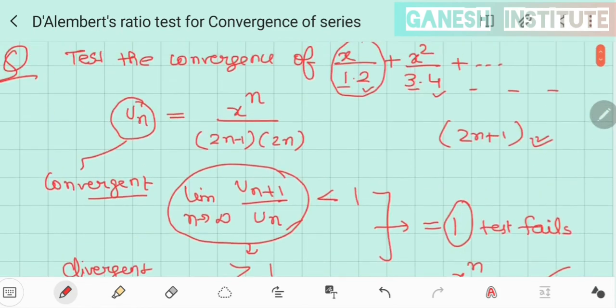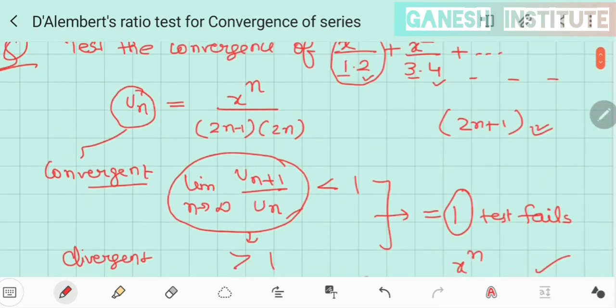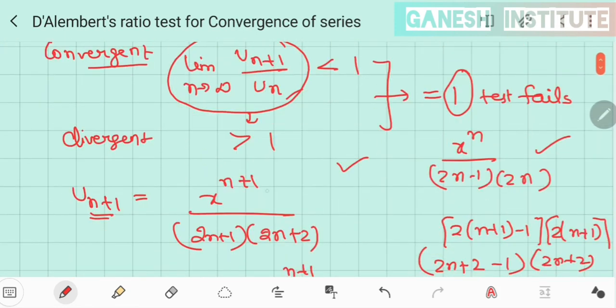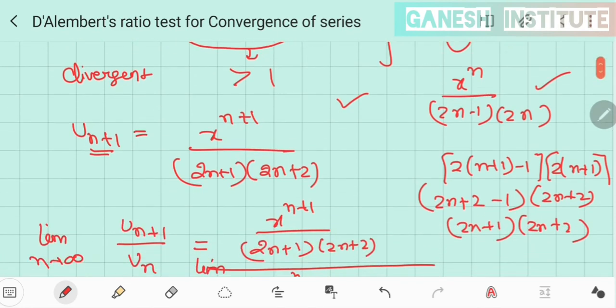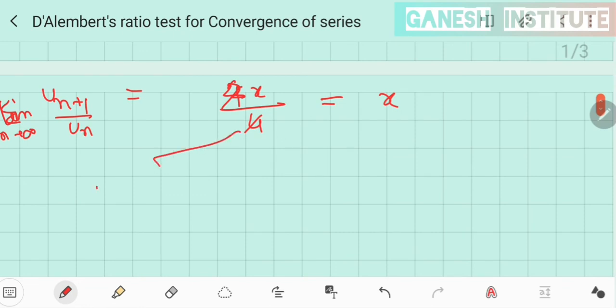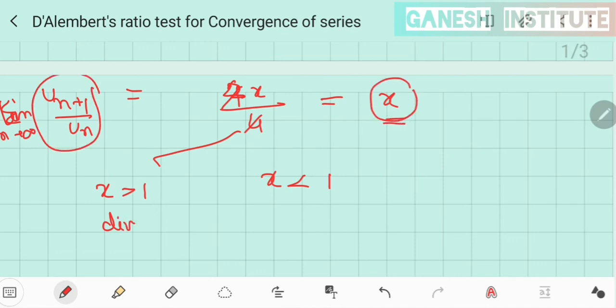So according to D'Alembert's, because the question is asking whether this is convergent or not, we need to check whether the value is greater than 1 or less than 1, right? Or equals to 1. So clearly, if x is greater than 1, then because the value is itself x, this value is greater than 1, the series will be divergent. That means un will be divergent. If x is less than 1, then the series will be convergent.